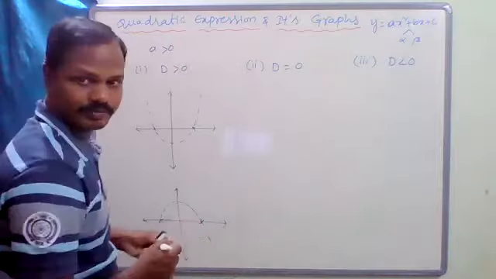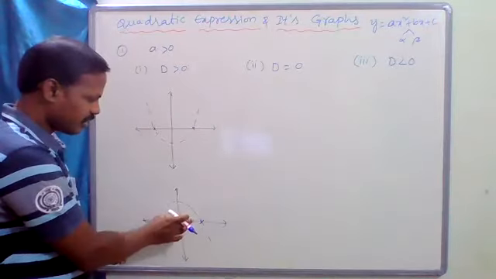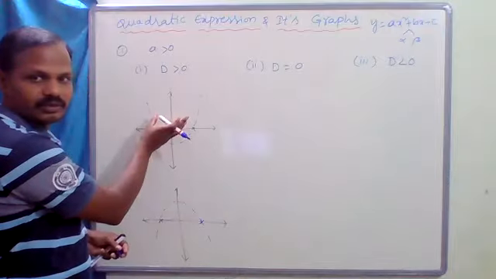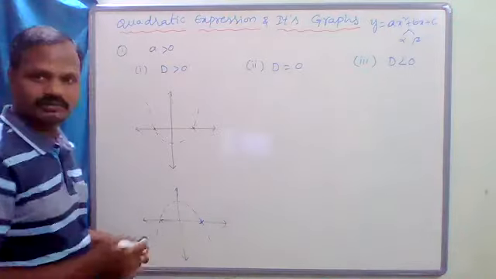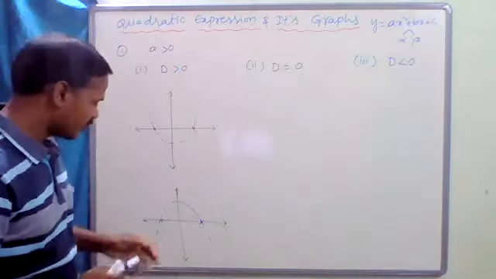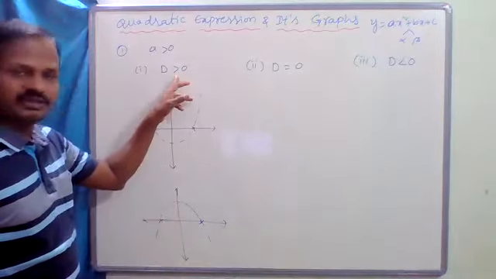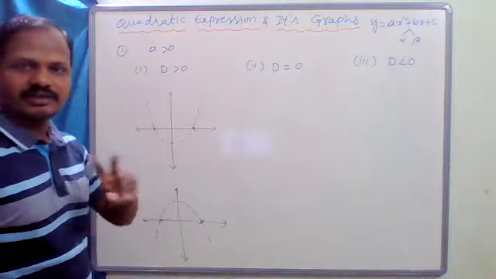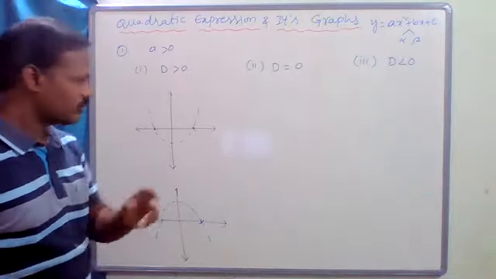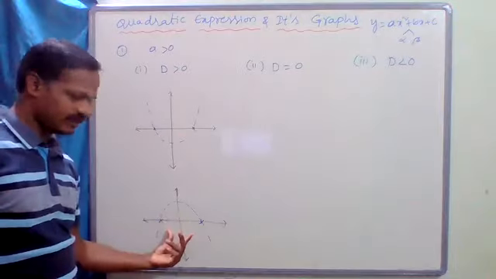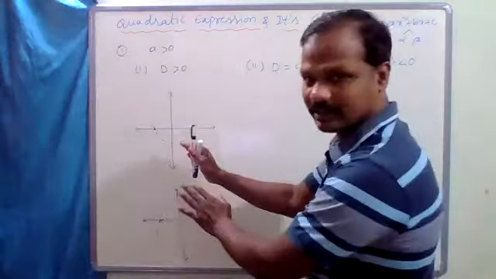This is also a parabola. This is concave, this is convex, or otherwise open upward, open downward. The graph is like this or like this, because D greater than 0 means it cuts the x-axis in two different points. We will discuss this later.